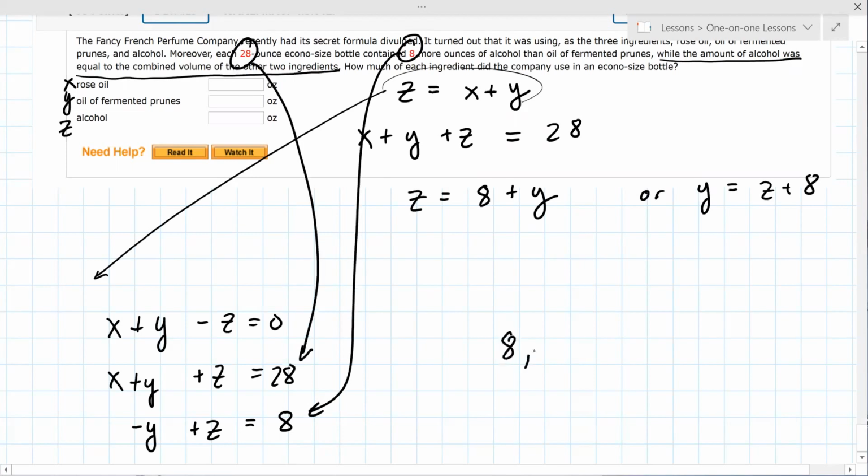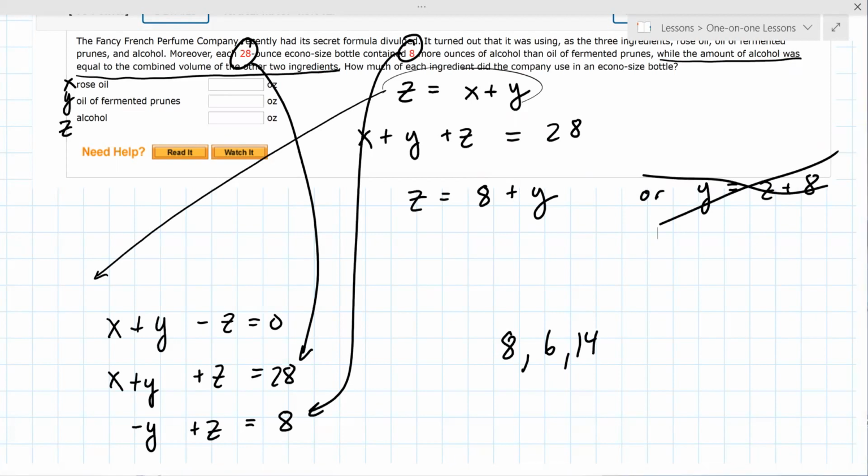And your answer is 8, 6, and 14. Let me just check that actually works in the answer key here. All right, it likes that. Okay. It likes that. So let me grab the bagel store question, and then we can set it up, but maybe not solve it.